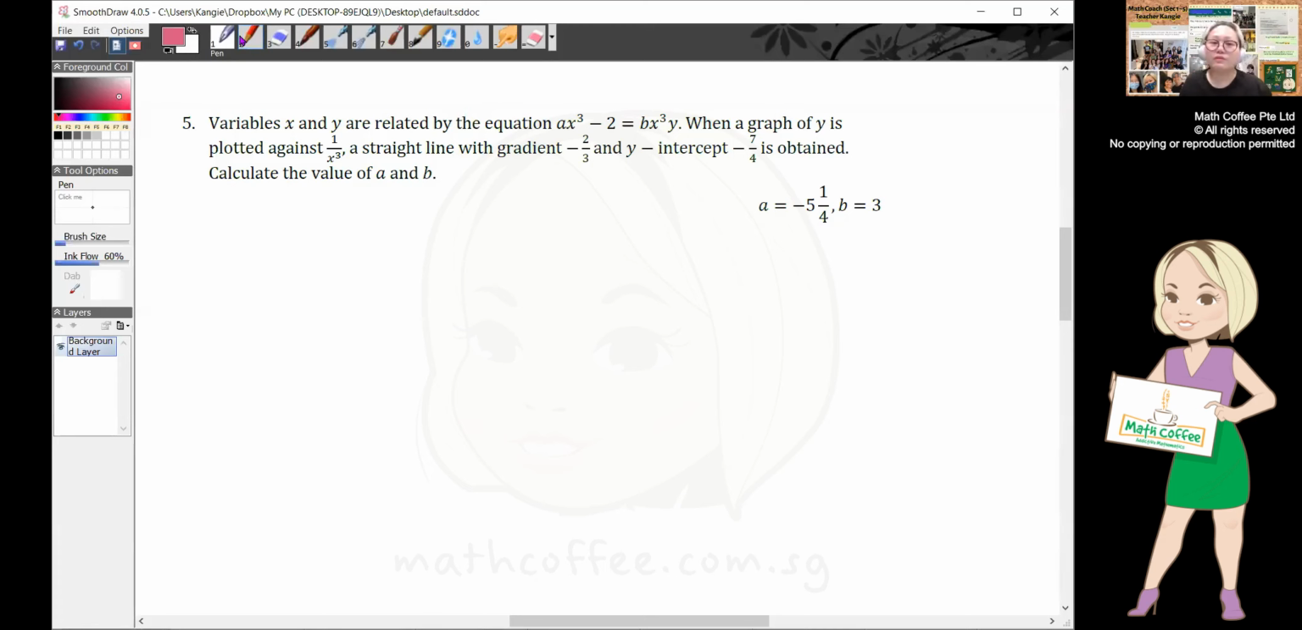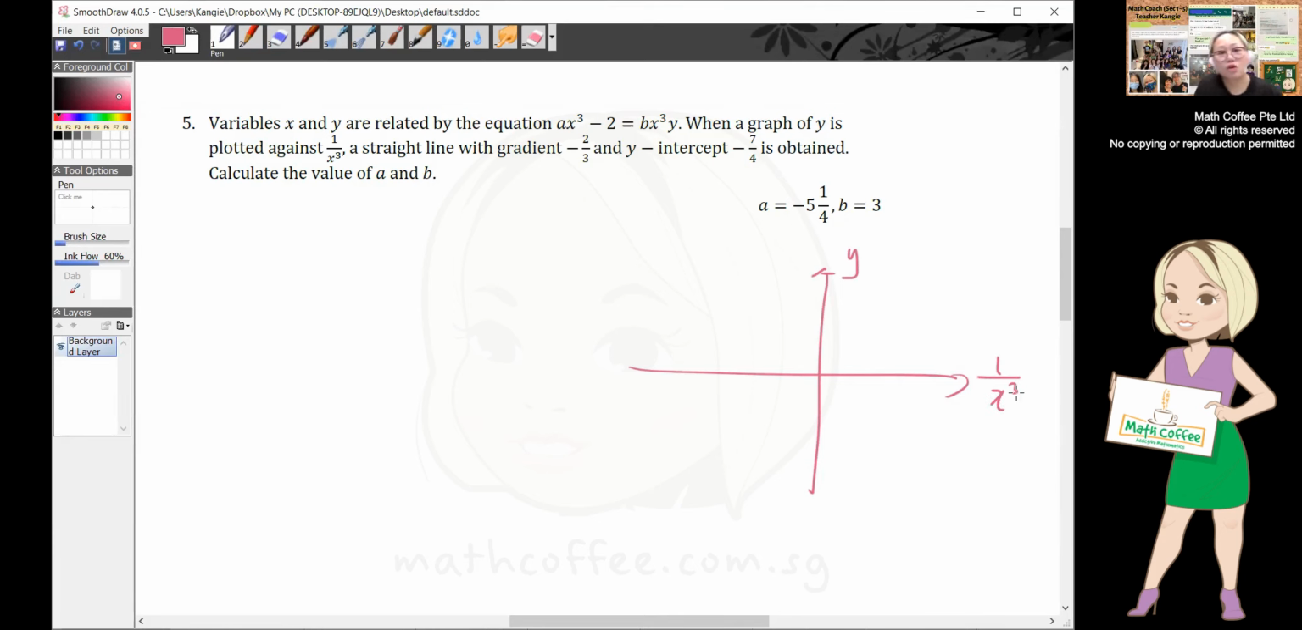So question 3 and question 4, they draw the diagram for you. Question 5 is similar to them. The only difference is they never draw it out for you. But it's okay, you just convert and then you just plot accordingly. So variables x and y are related by the equation. They give me the non-linear form. Then they say that when a graph of y is plotted against blah, blah, blah, they already tell you what's the big Y and big X, right? So you can just write it to remind yourself. Big Y is small y. My big X is 1 over x cubed.